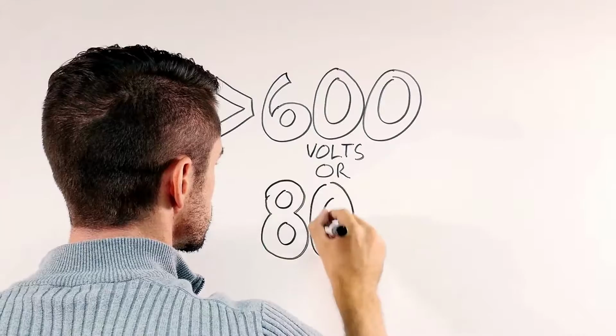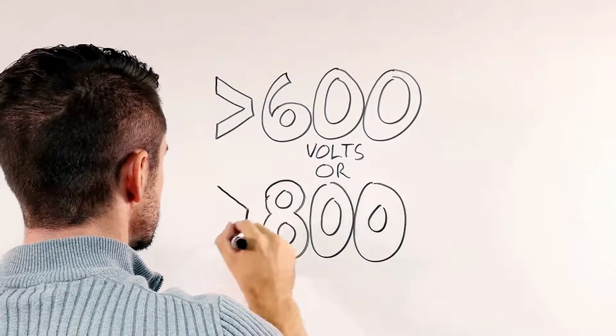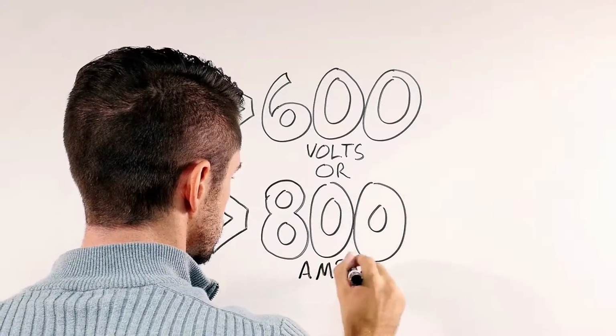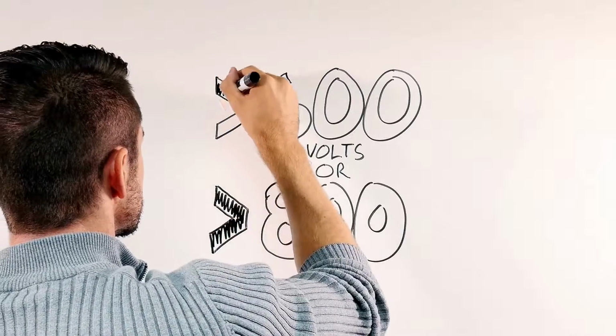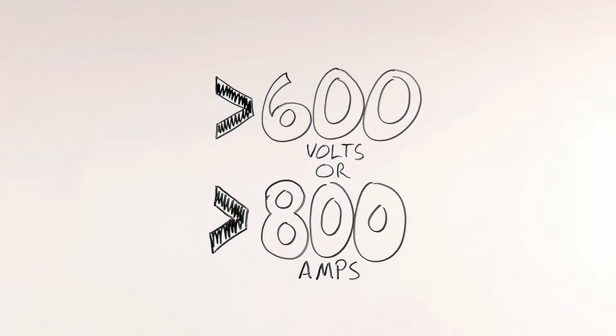NFPA 70, the National Electrical Code, now requires panic hardware or fire exit hardware on doors within 25 feet of the required working space for equipment with more than 600 volts, equipment with more than 800 amps.